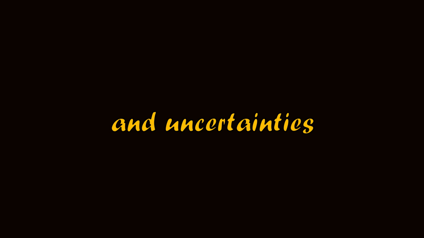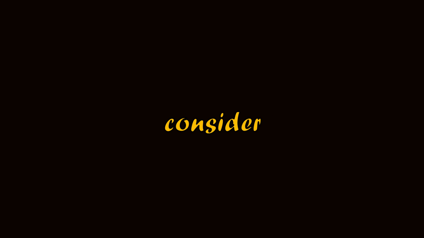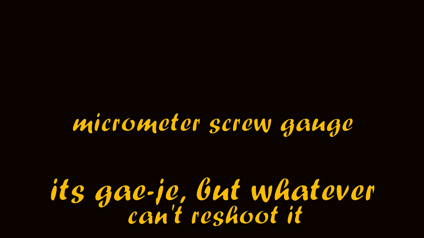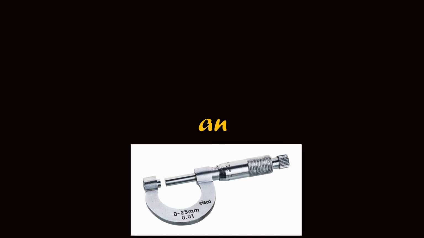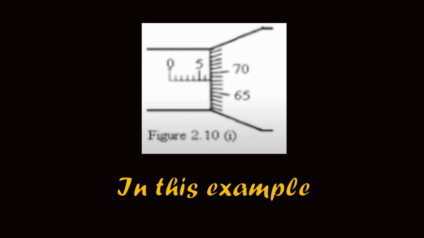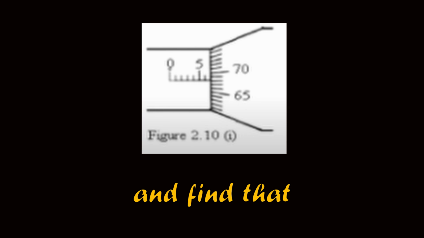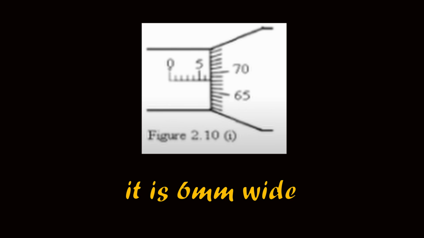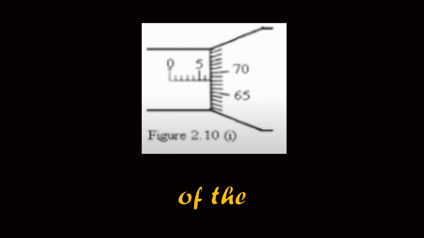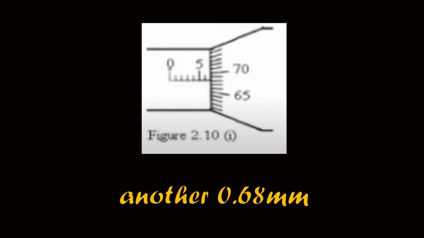Talking about measurements and uncertainties, it's also important to consider the micrometer screw gauge. The micrometer screw gauge is an instrument used to measure really tiny things like the width of a wire. You place the object inside it, secure it, and twist the thimble until it is secure. In this example, you read the sleeve and find that it is 6 mm wide. Then you add the value of the thimble, which gives us another 0.68 mm. This totals to 6.68 mm.